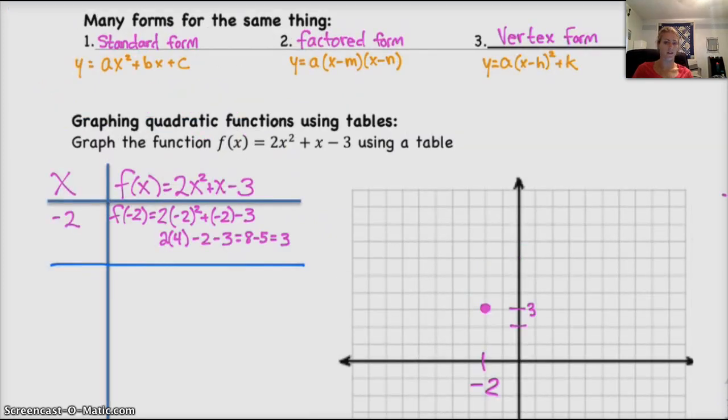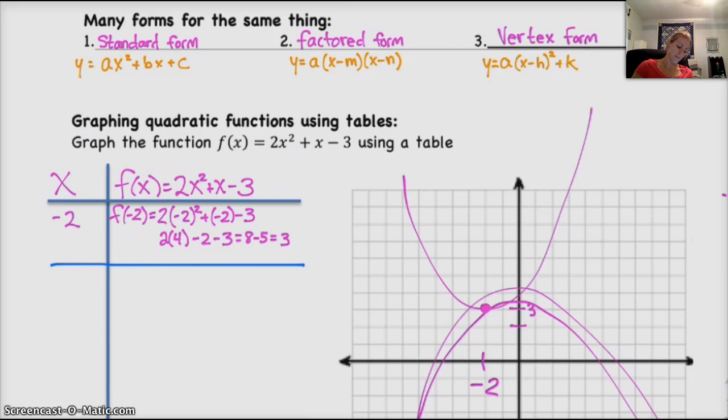Okay, next, pick another value of x, because that one dot doesn't really tell us much. We do know it's going to be a parabola, but it could be this parabola, or it could be that parabola. You have no idea. So you need some more points, okay?